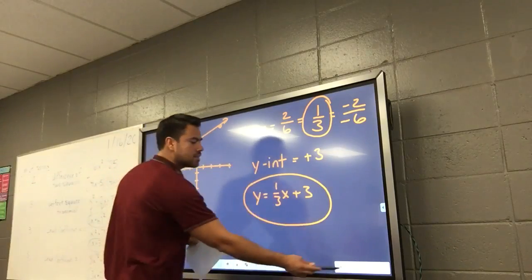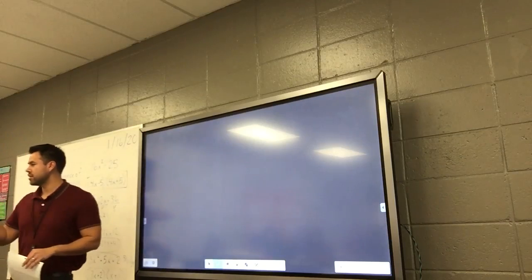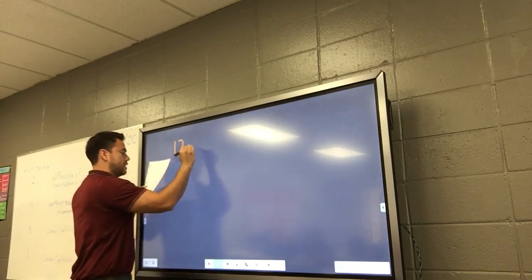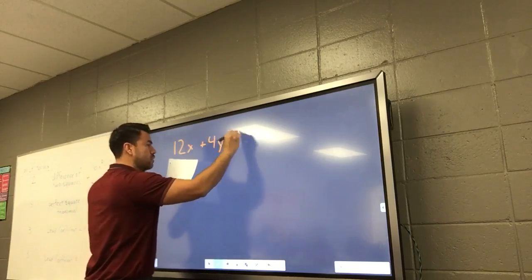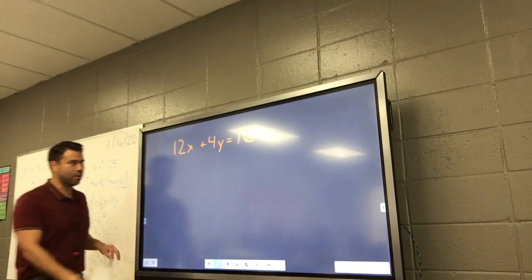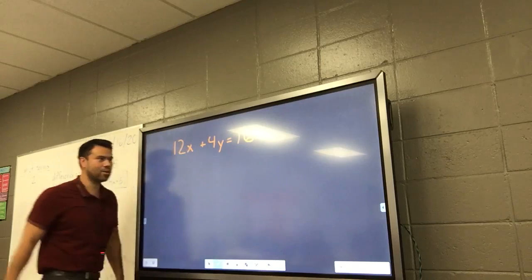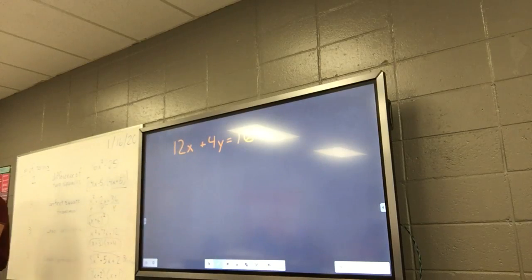Slope-intercept form is so important, so valuable, that if an equation is not written in that format, we do our best to get it into that format. So here's what I want you to do. Here's a second type of problem. 12x plus 4y equals 16. That's an equation. Write that down. This type of problem is going to ask for it in slope-intercept form because if I get it in slope-intercept form, I can do stuff with it quickly.